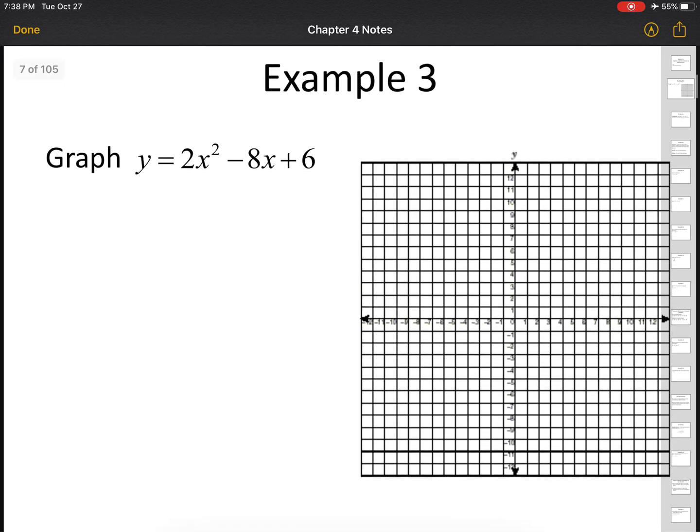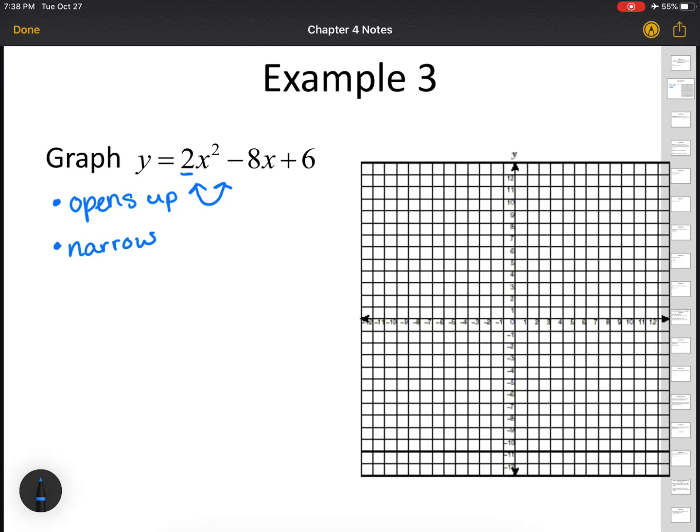So knowing this info, let's try to graph this last example here. If I want to graph this, first I want to think about some characteristics about it. Since I don't see any negative signs, I know it opens up, kind of like that U-shape that we talked about. Since there's a 2 out front, it's going to be more narrow.